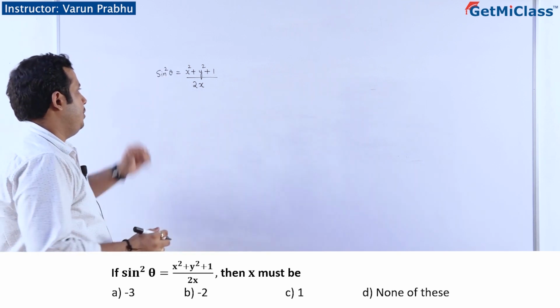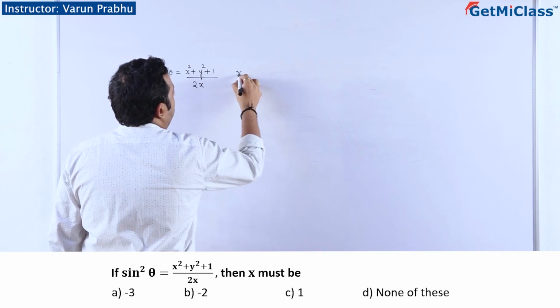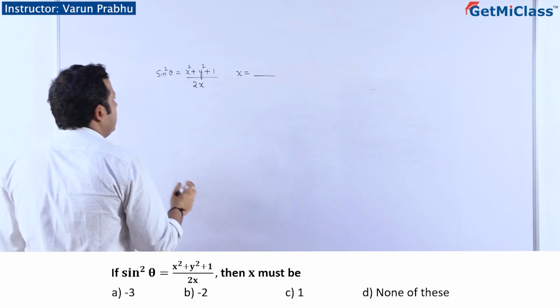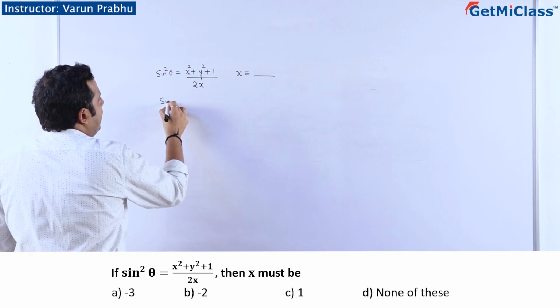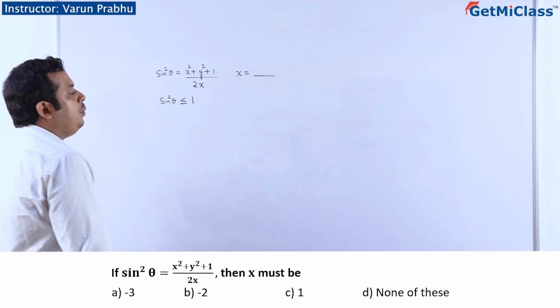If you look at this question, sine squared theta is equal to (x square plus y square plus 1) divided by 2x, then what's the value of x is the question given. So we definitely know that sine squared theta should always be less than or equal to 1, correct or not?